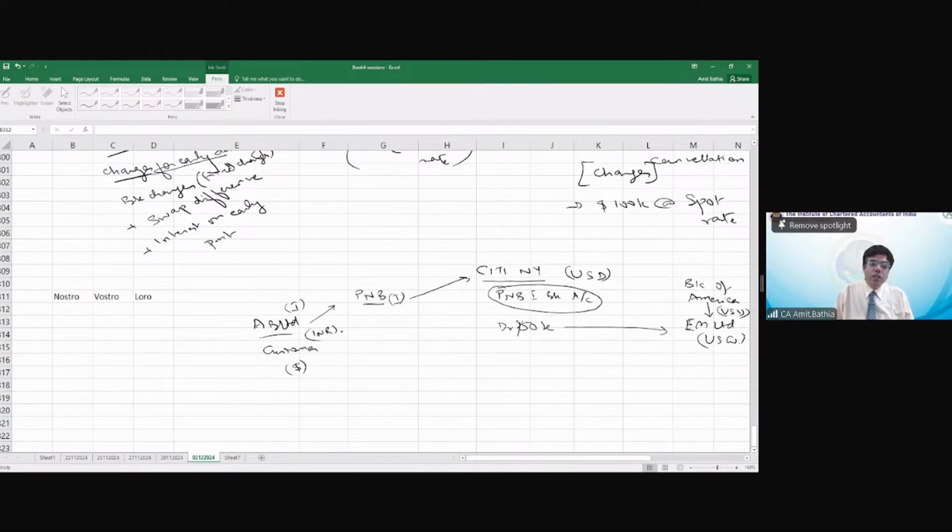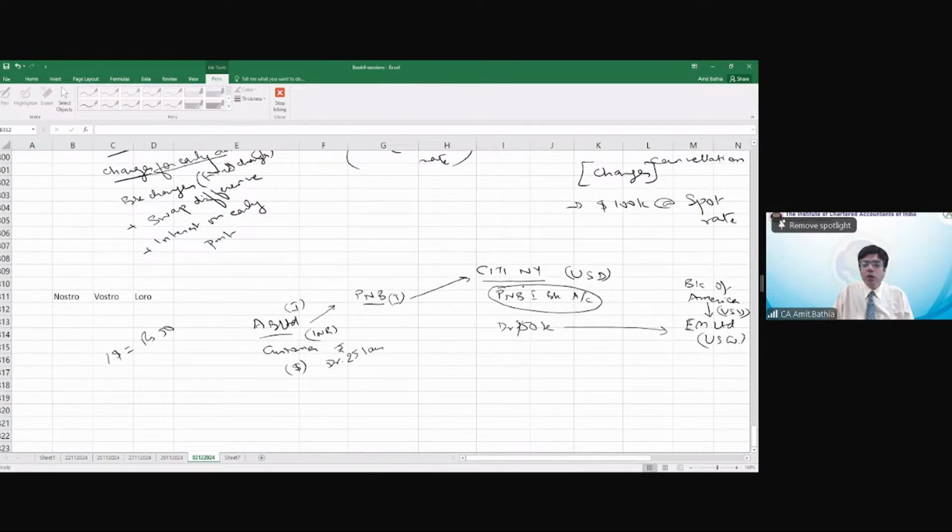So how will this transaction happen? Say, for example, the rate of exchange is $1 equal to rupees 50, hypothetically. So what PNB will do is, PNB is going to debit AB Limited's account in its bank. It will debit AB Limited 50,000 into 50. So that is going to become how much? 25 lakhs. Am I right? 25 lakhs rupees will be debited to AB Limited.